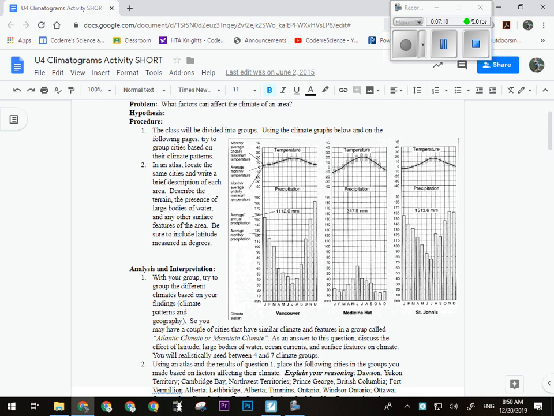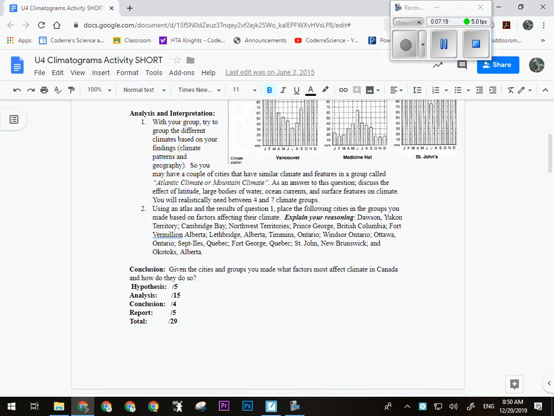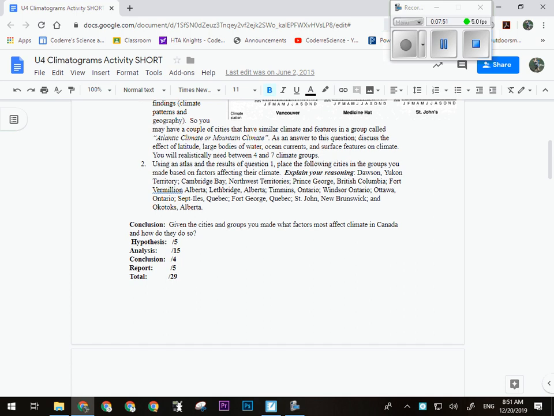Locate the same cities and write a brief description of each one. Describe the terrain and the presence of large bodies of water, exactly what I said a minute ago. So your analysis is this: with your group, try to group the different climates based on your findings, climate patterns and geography. You may have a couple of cities with similar climate features, and you may put them in a group called Atlantic climate, or mountain climate, or prairie climate, or whatever you decide. But give each group a name that seems appropriate, not group one. As an answer to this question, discuss the effect of latitude, large bodies of water, ocean currents, and surface features on climate. You'll realistically need between 4 and 7 climate groups, using an atlas and the results of question 1.